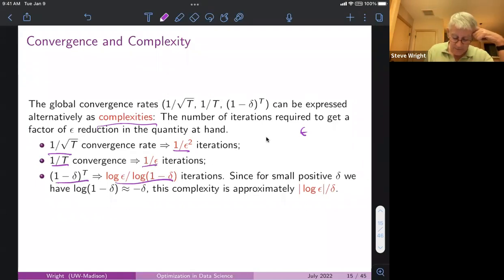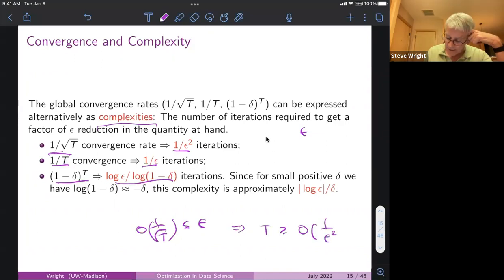So it's sort of easy to see that if you've got 1 over square root of t, and you want to get that to be less than epsilon, this is telling you that t is going to have to be greater than or equal to order of 1 over epsilon squared, okay? And similarly, if you're dealing with something that's going down like 1 over t, you're going to need t greater than or equal to order of 1 over epsilon.